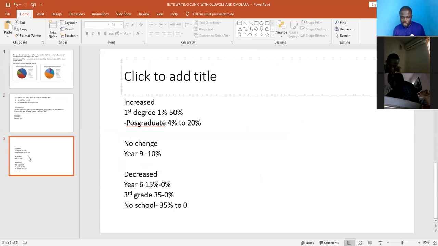You see, year 6 from 50% to 0, third grade 35% to 0, no school at all 35% to 0, first degree 1% to 50, postgraduate 4% to 20%. Even the one that we could not identify, which is the next after first degree, year 12, that's more like the secondary school, it was saying 4% to 20%, but the color was confusing, so I removed it.